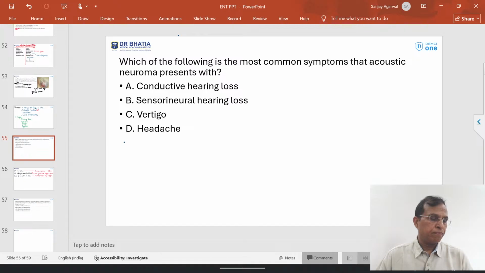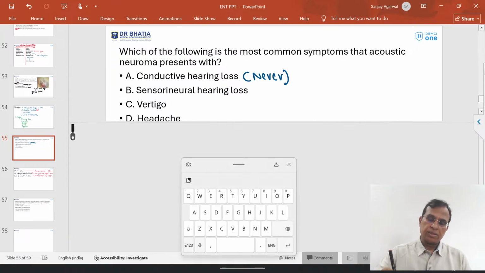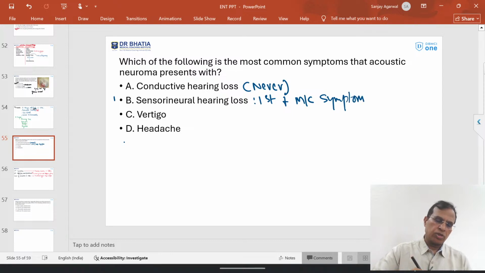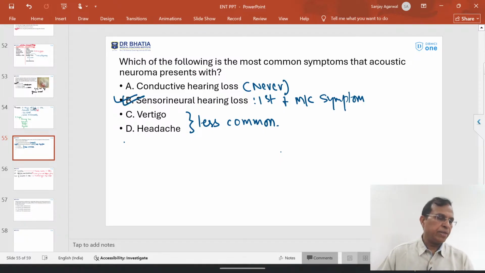So B. VM Patidhar is saying B. This is an 8th nerve disease. In 8th nerve disease, conductive hearing loss can never happen. This is first and most common symptom. And so this is correct. These two are less common. They are both possible, but they are less common. So yes, B. B is the correct answer, not C.